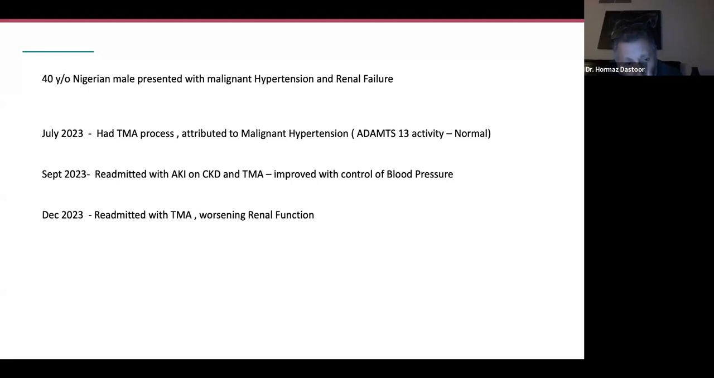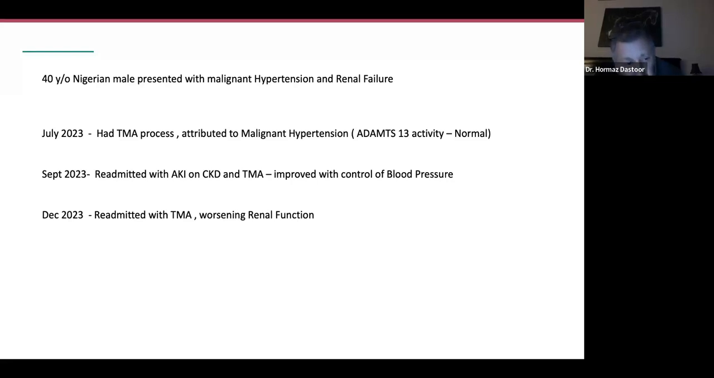But when he went home, he was followed up once in the clinic, and what the internist didn't pick up was that even at that time in the clinic, his platelet count was actually low and his kidney function did not return to normal. So that was an indirect clue that even in the clinical setting, even when his blood pressure was well controlled, he still had an underlying TMA-like process, and that should have raised some red flags that perhaps this patient has a complement-mediated disorder going on at the same time.